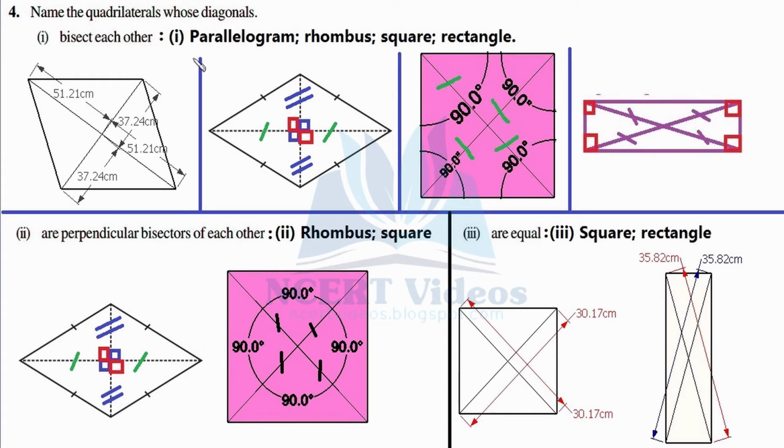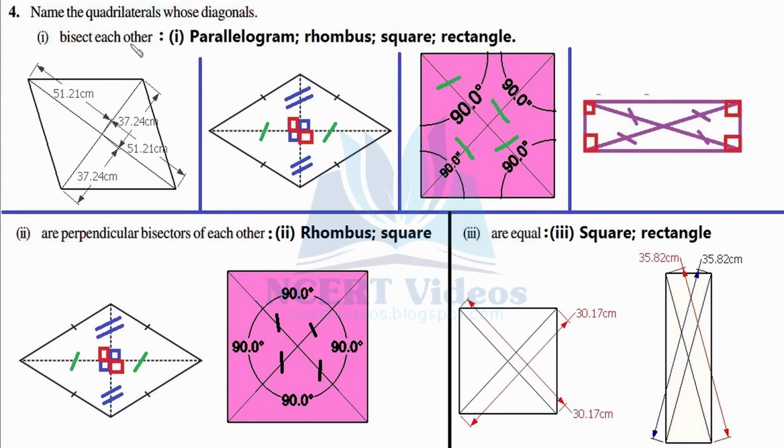So we just discussed that parallelograms bisect each other, rhombus bisect each other, square bisect each other, and rectangle bisect each other. So if you observe for the parallelogram, we are considering an example where this line segment is bisected in two equal halves of measure 51.21 centimeter. Same is the case here. Important point to note is that the measure of both diagonals is not necessarily equal in case of parallelograms. But this is not asked in the question. We just have to tell bisect each other.